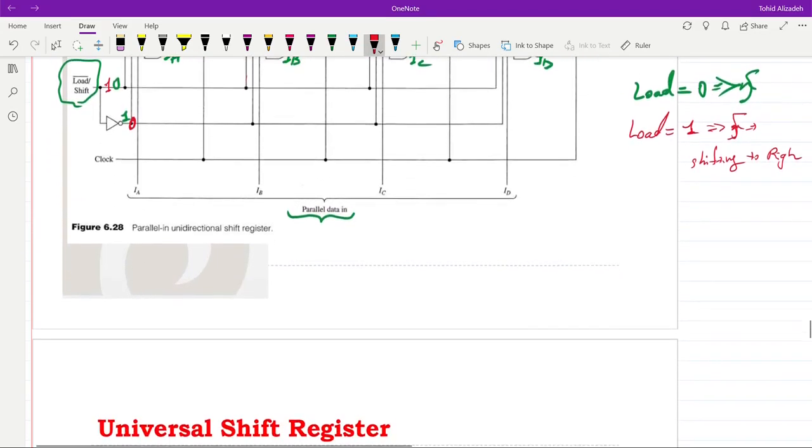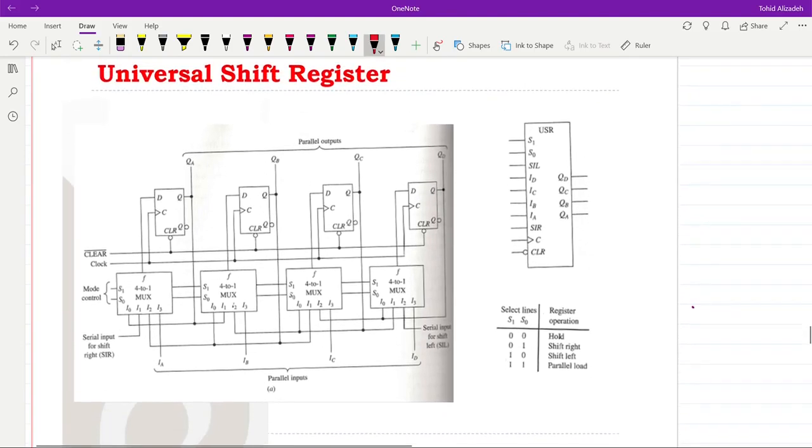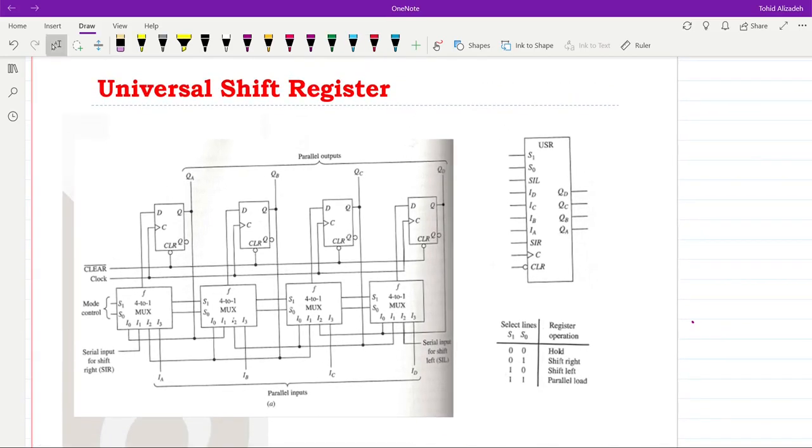Then we can have a look at the next, more complete design. We have the universal shift register. It's universal. It means that we don't have shifting only in one direction, but in both directions we are able to do it. In general, there are 4 operations to be done. The first one is holding the data, second one is shifting towards the right, then shifting towards the left, and then parallel load. In order to control these 4 operations, multiplexers are used, as you can see them here.